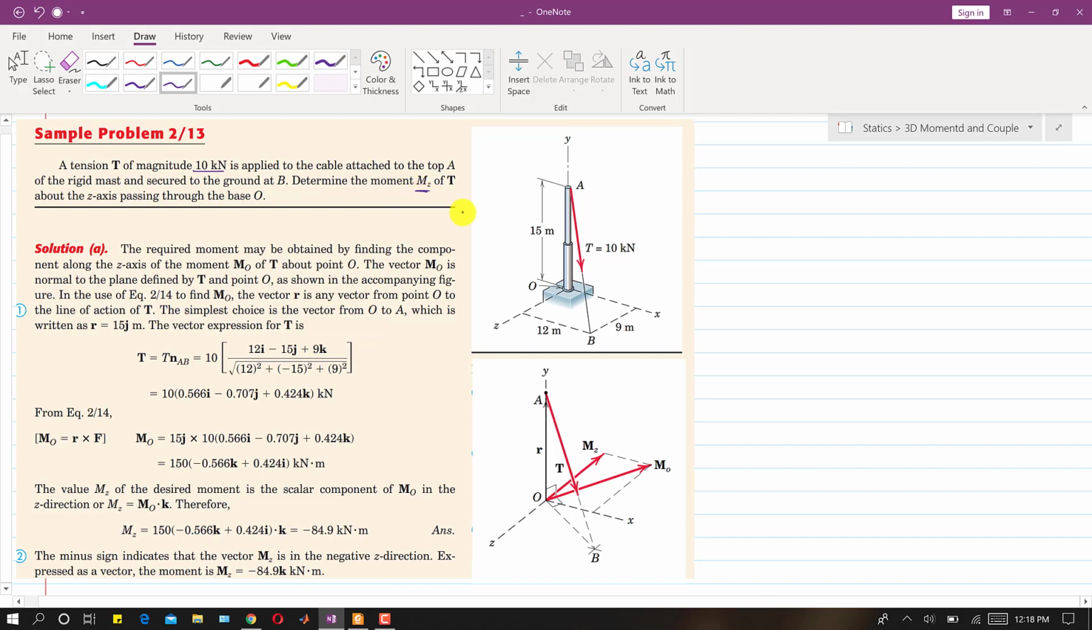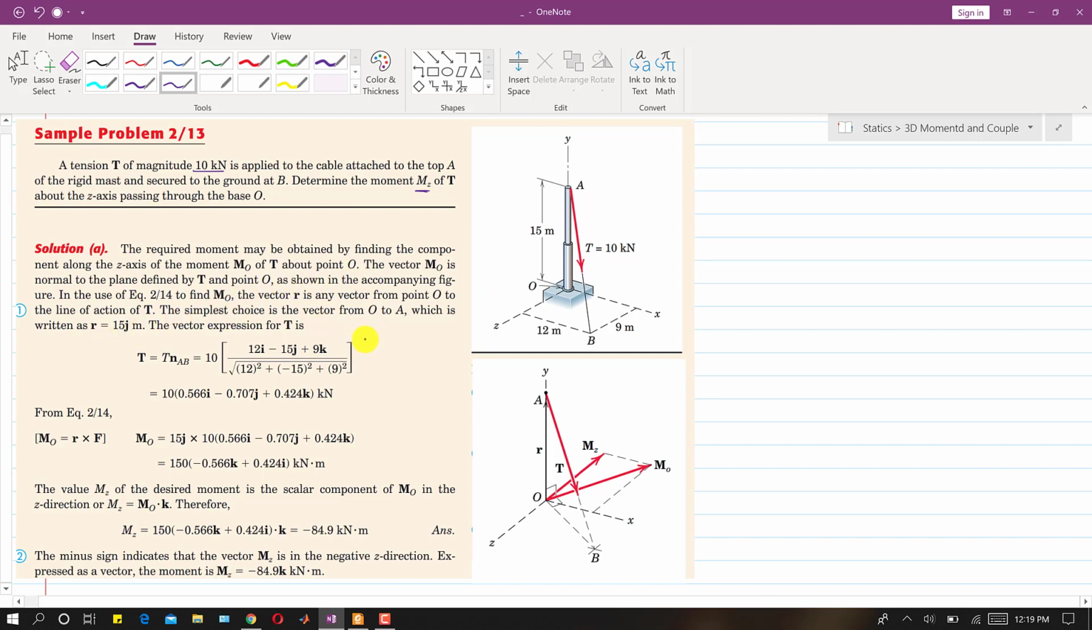So this is required. We will find the moment about this Z axis of T passing through the base O. This Z is passing through the base O. First, we will find the moment about O, and then we will use the dot product to find the component, or the projection, of that moment about O along Z. So this is the criteria.